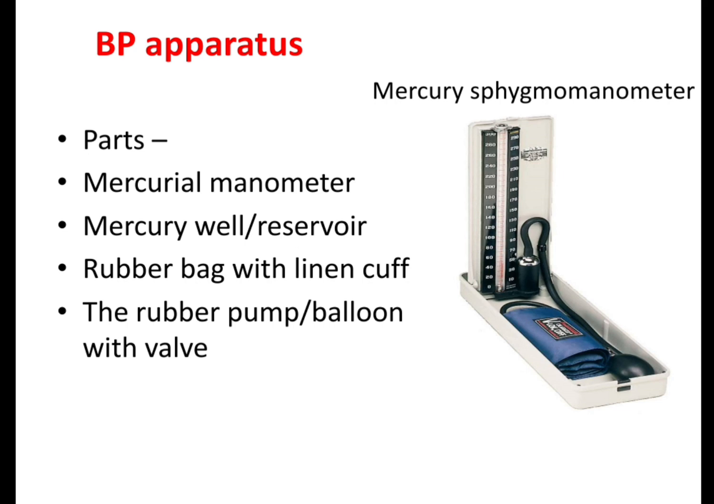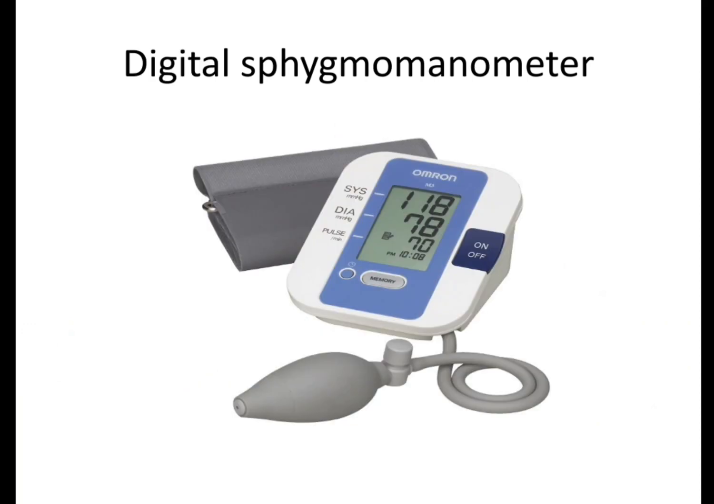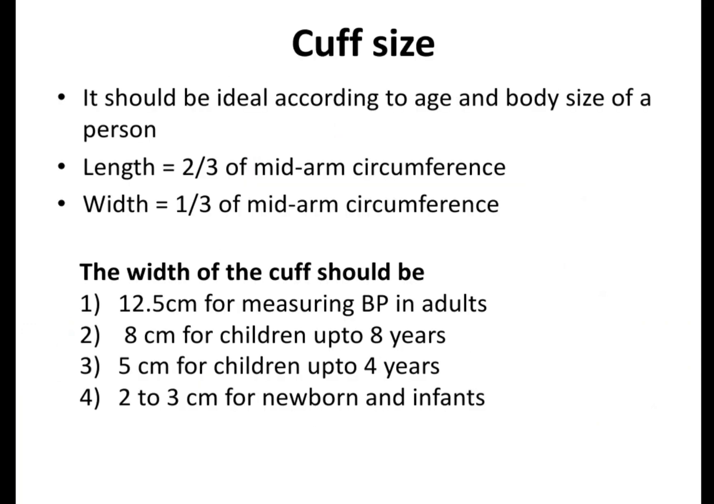BP apparatus. The right side is a figure of a mercury sphygmomanometer. Parts of it: mercurial manometer, mercury well or reservoir, rubber bag with linen cuff, the rubber pump or balloon with valve, LCD sphygmomanometer, digital sphygmomanometer. Cuff size should be ideal according to age and body size of a person.